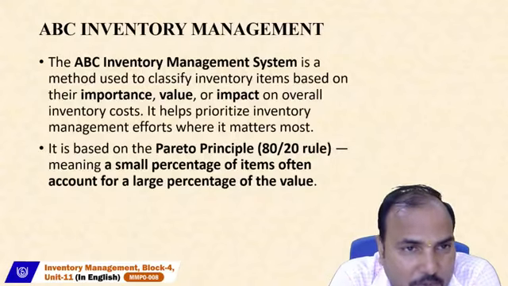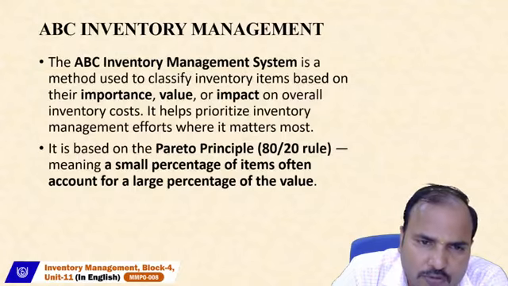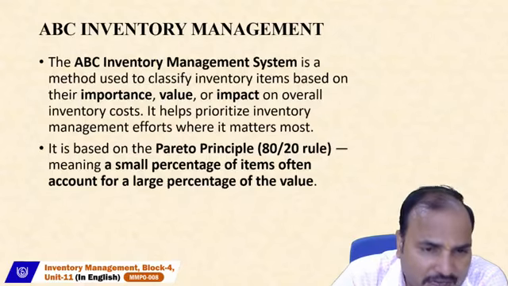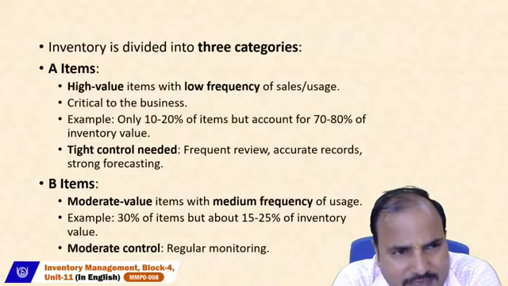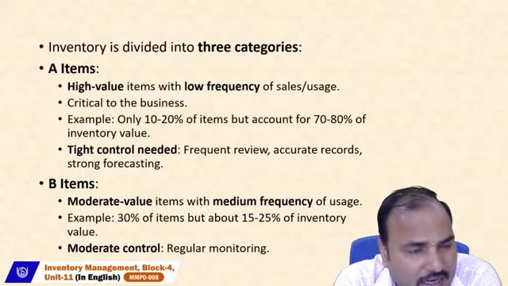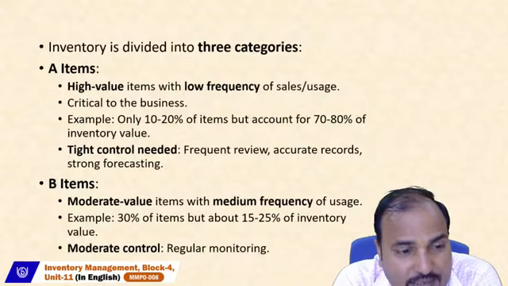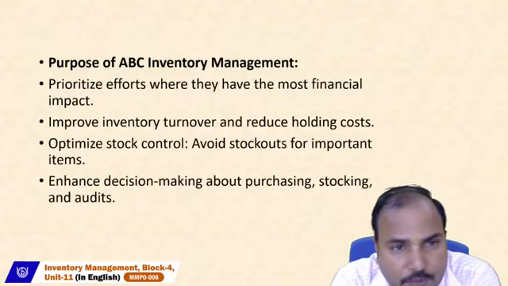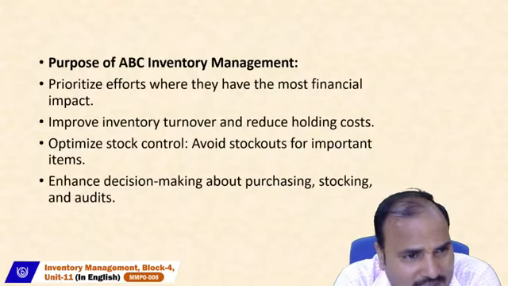Then we have discussed one of the important techniques, that is ABC inventory management. ABC inventory management follows the Pareto principle, that is the 80/20 rule. That means a small percentage of items account for a larger percentage of the value. In this technique, the inventory is divided into three categories: A category, B category, and C category items. The purpose of ABC inventory management is to prioritize the efforts where they have the most financial impact.